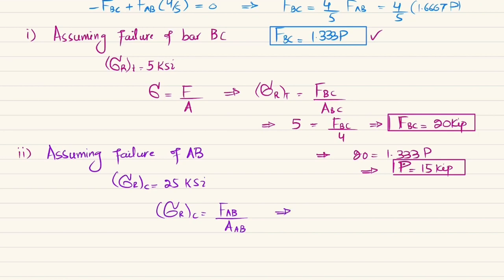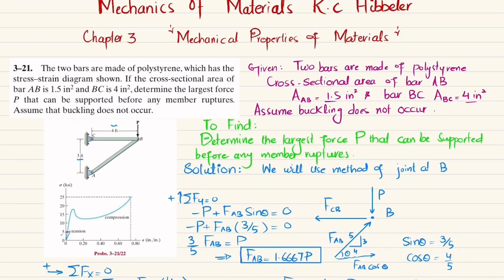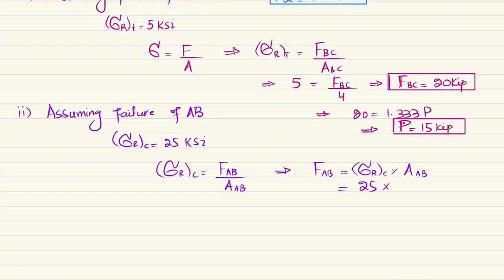So from here FAB will be equal to rupture due to compression times area of AB. So you have both the values: 25 multiplied by area of AB, which is 1.5 square inch. So 1.5, and you will get the force in member AB. This force in member AB comes out to be 37.5 kip. Now this is the force FAB.